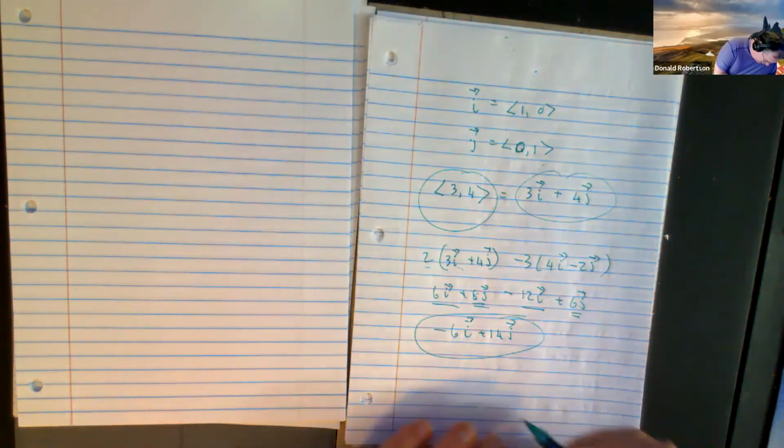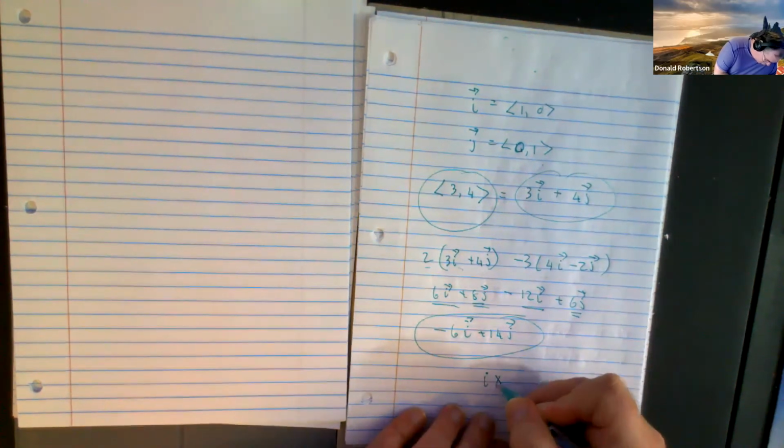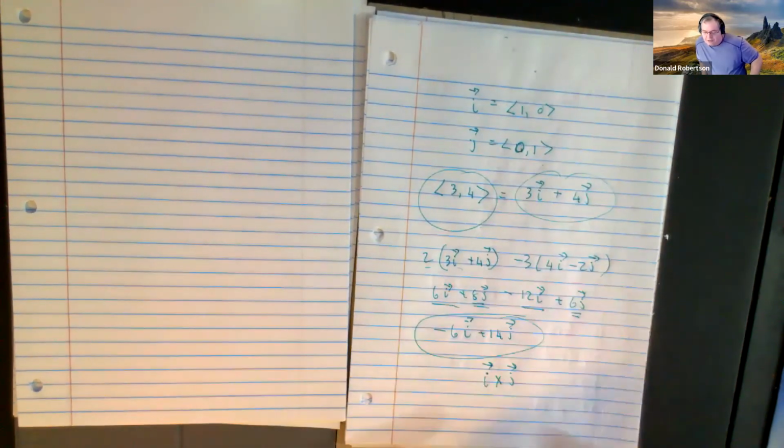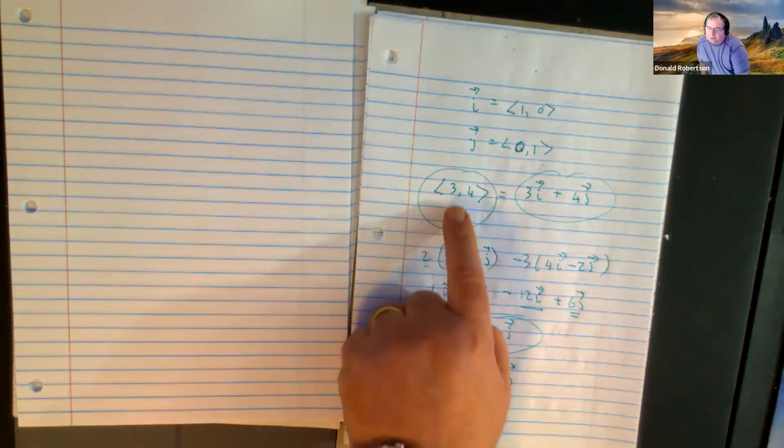In Calc 3, you'll do things called cross products. And when you do cross products, i and j notation is actually quite convenient for some questions. Or at least it allows you to prove things that are easier than it might be to do it by writing the vectors in this way.